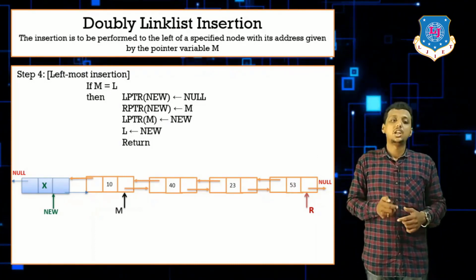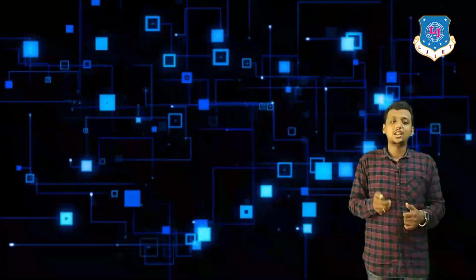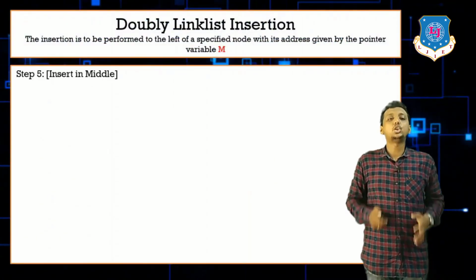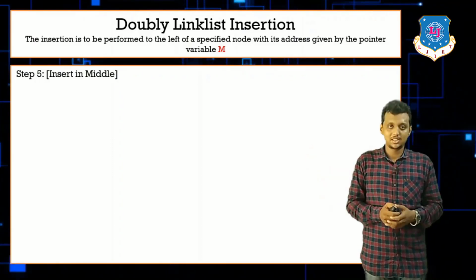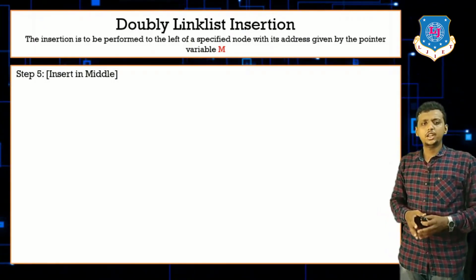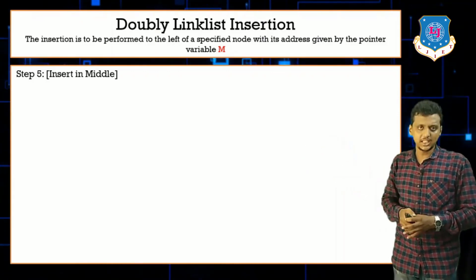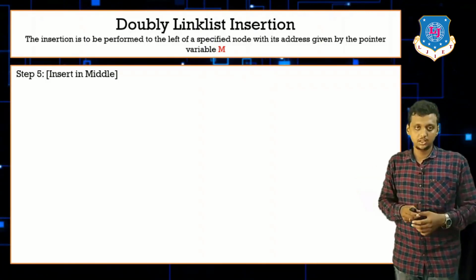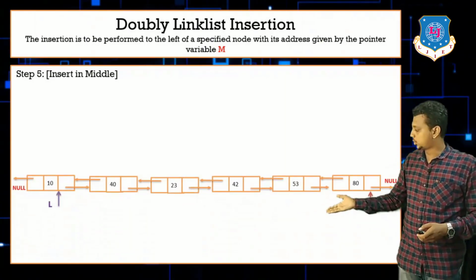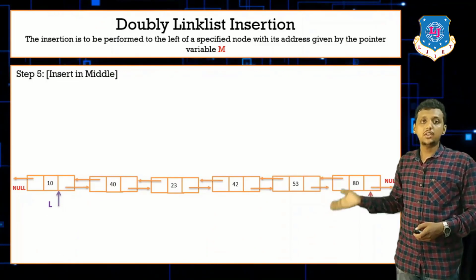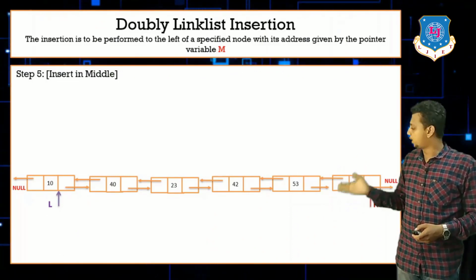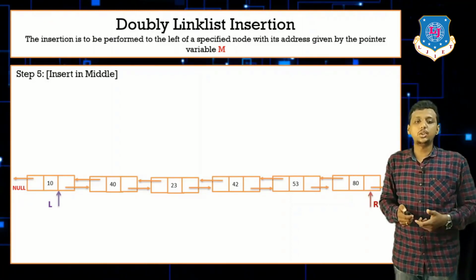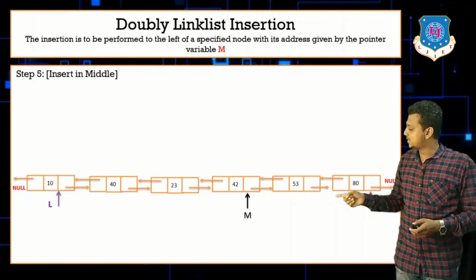Now the next, if it is not like this, then what to do in the next case? So here is my case, students, where I want to insert in the middle of the doubly linked list. The situation is like this. You can see over here we have 10, 40, 23, 42, 53, and the last one is 80. Now the node which I want to insert is on the left side of the M.